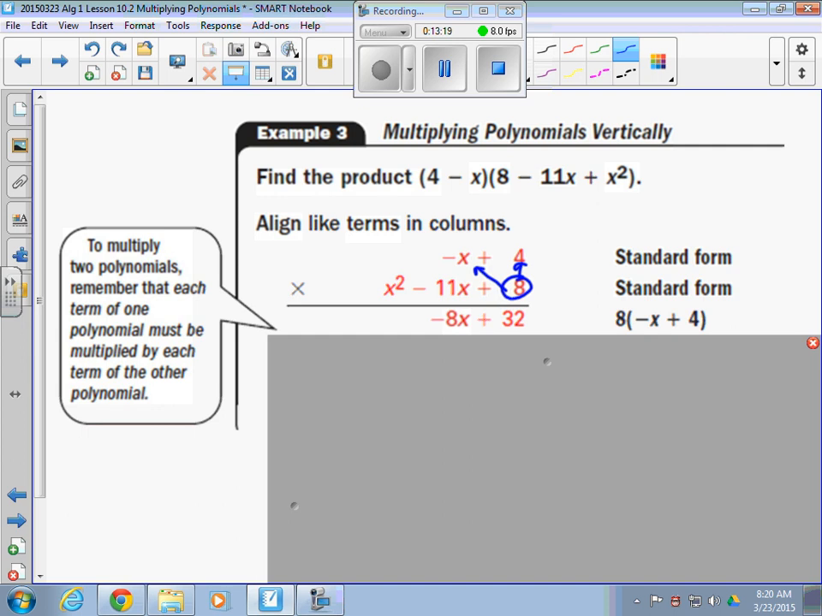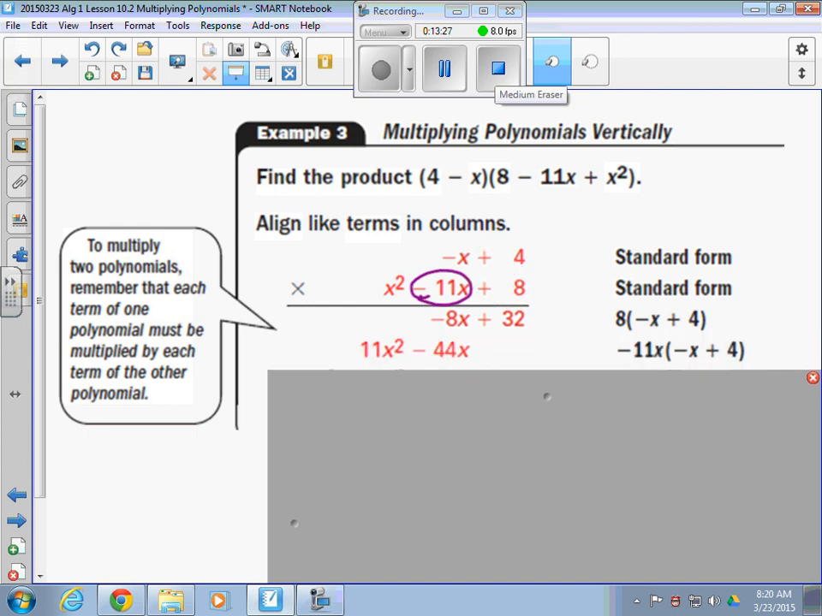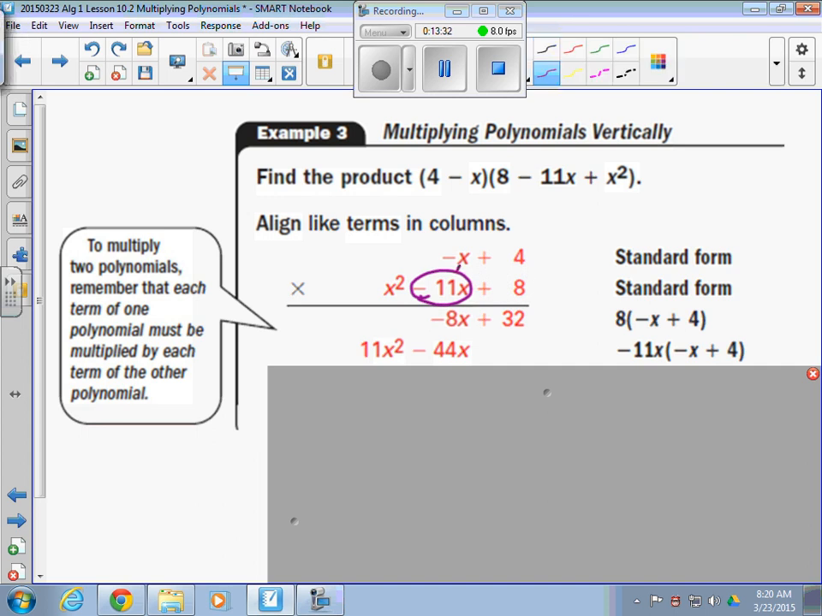On the next line, we're going to multiply only negative 11 by both of them because we already did 8 times both of them. So negative 11 times negative x is positive 11x squared. And negative 11x times 4 is negative 44x. Notice how they're written. They're written with the like terms on top of each other, or the like degrees on top of each other. X to the first is on top of x to the first. X squared is under x squared.